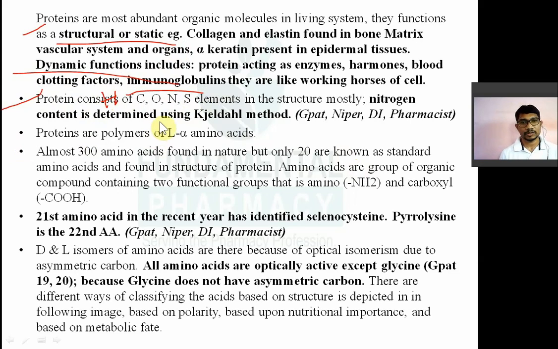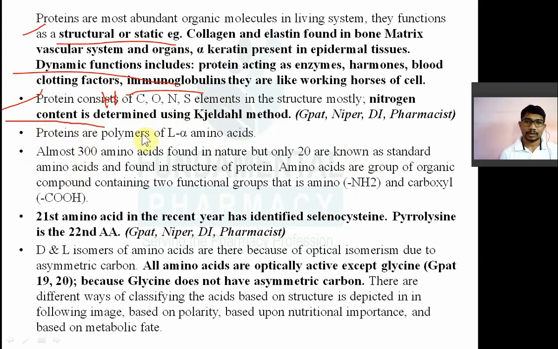Okay, and remember this is again very important. So nitrogen content in the protein is determined by the Kjeldahl method. इसके ऊपर क्वेश्चन आ चुका है. Then proteins are the polymers of L alpha amino acids.